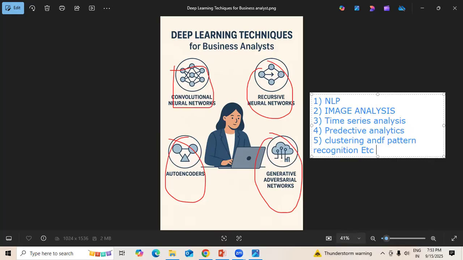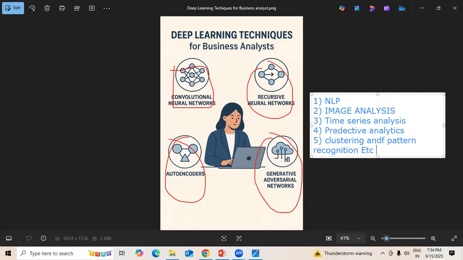The second is image analysis, as I told you, because using this deep learning model we usually recognize the patterns as well as features in images. At the same time, if there is any kind of quality control, especially in manufacturing, for example, or fraud detection in visual records, or if you want to analyze any customer engagements, everything can be done using image analysis.